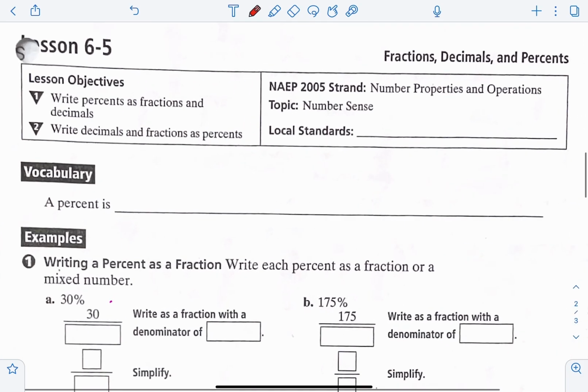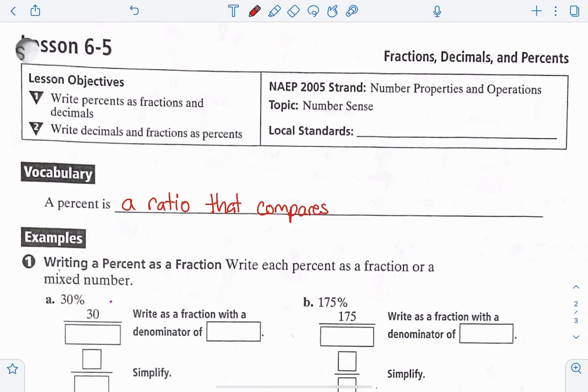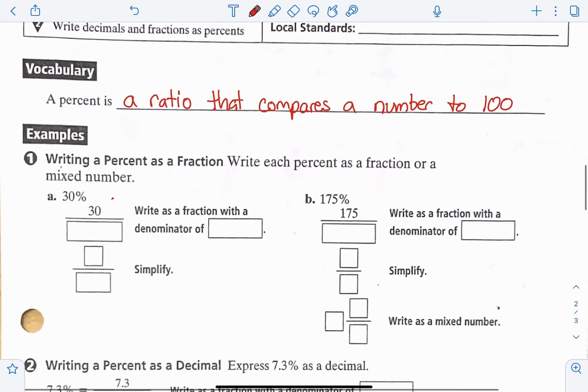First definition is a percent. A percent is a ratio that compares a number to 100. Okay, so a percent is a ratio that compares a number to 100.